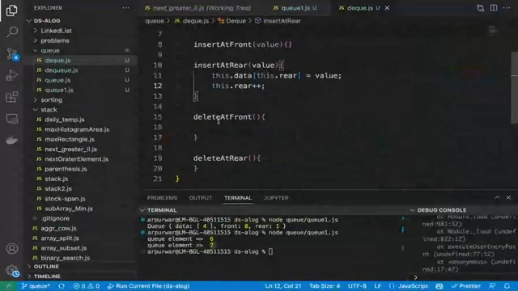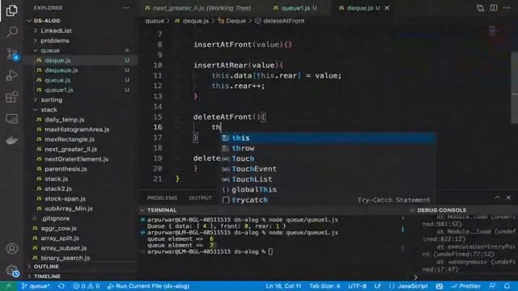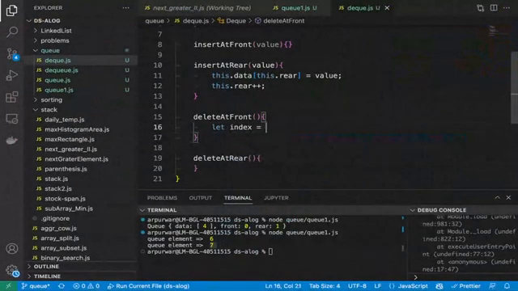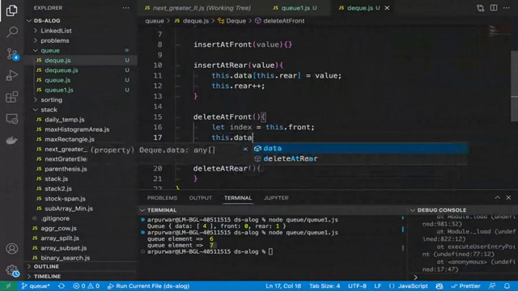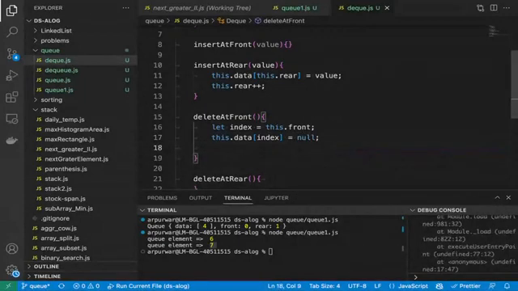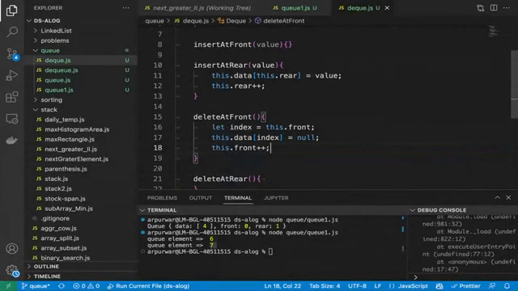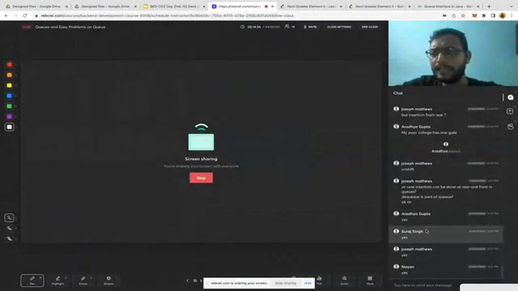Now do the deletion at front. This one we have already covered. Deletion at front. If you want to delete this one, we'll put null here and increase our front to 1. Correct? Already seen these things. That's why first I'm implementing those things which we have already seen. So let index be equal to this.front. This would be the first element index. Then at that index, keep the null. Keep the null or delete the element, in JavaScript I think keeping the null is better. And then do this.front plus plus. Right, guys? These are the two operations which we have already seen in queue also.